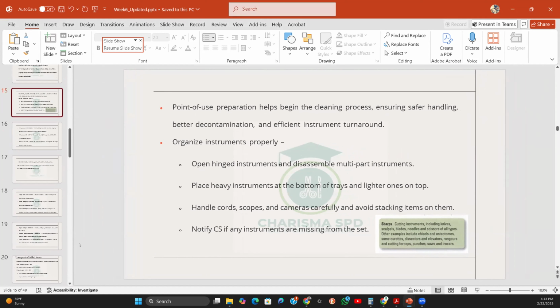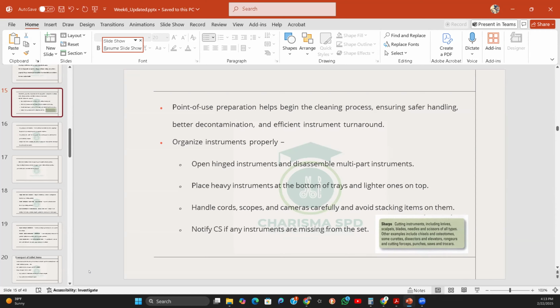An instrument that has hinges has joints that can be opened and closed. Those joints have to be opened. What happens if you don't open them and there are tissues in there? What will happen? It's contaminated, and it will also rust the instrument. It damages the instrument.